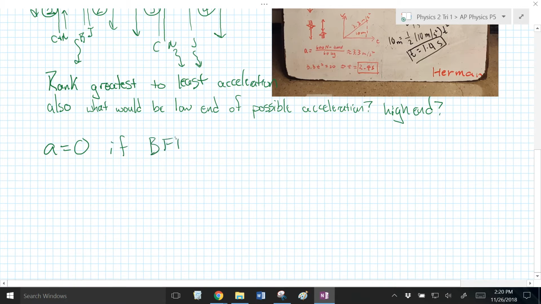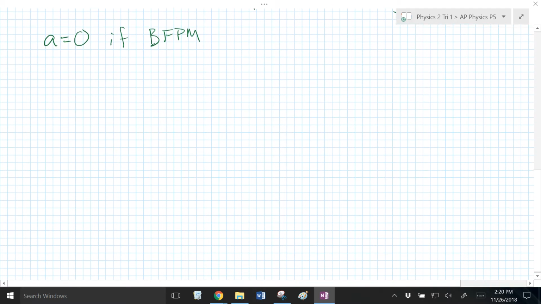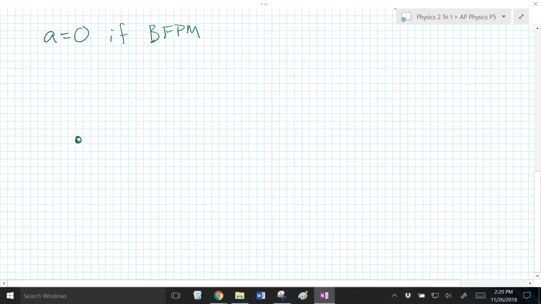You get an acceleration of zero if we've got the balanced forces. But if we don't, if I've got that 50 gram hanger on there, then I'm just going to have FG. That's going to be like 0.5 newtons, right? Because 100 grams is 1 newton, so half of that. Tension is zero. So I'm going to get some acceleration here, okay? Call that A1.